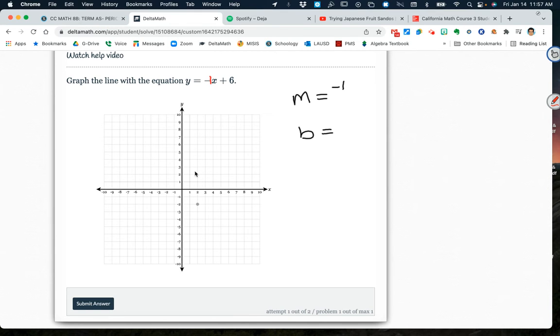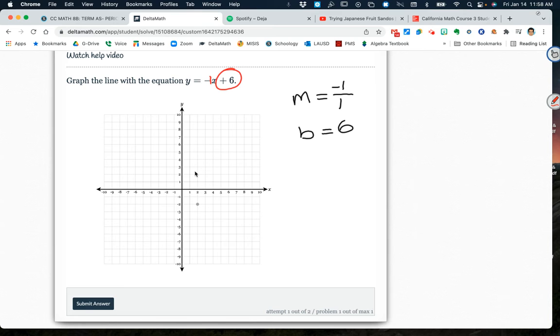Now, the thing with the slope is, because we need a rise and a run, if ever it's an integer, we need to give it a denominator. So if the integer is negative 1, what's the denominator? Just 1. Any integer, give it a denominator of 1, it's the same value. So the rise is negative 1, the run is positive 1. Okay, the easy part. What's the y-intercept? It's 6. So that's where we're starting at.